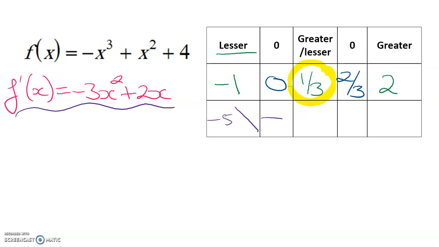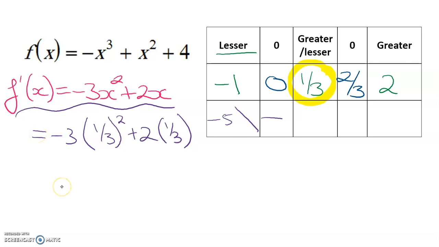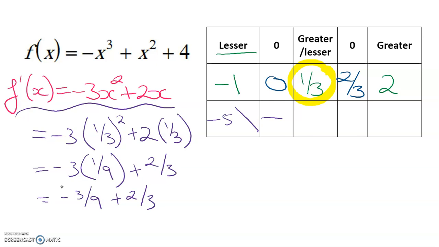Next, I'm going to substitute 1/3. That's the same as before. We just copy the equation. Wherever you see x, you put 1/3 instead, and then calculate. So 1/3 squared, I just square the numerator and the denominator. I get negative 3 times 1 over 9 plus 2/3. If I put the negative 3 on the top, I end up with negative 1/3 plus 2/3, which gives me 1/3. So that is a positive slope. Then we have a stationary point, so it's straight, 0 slope.